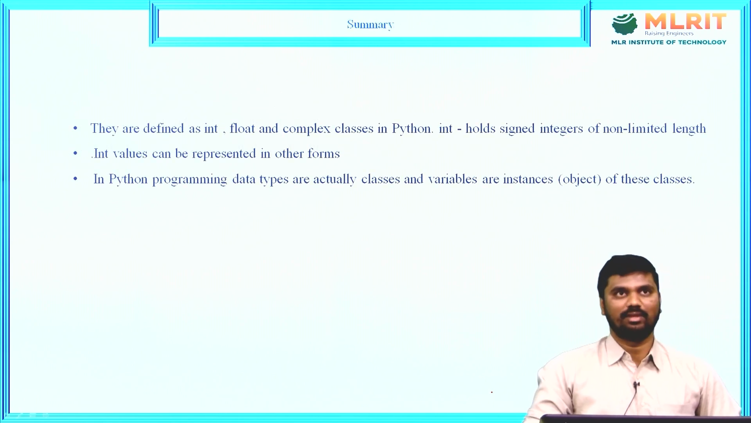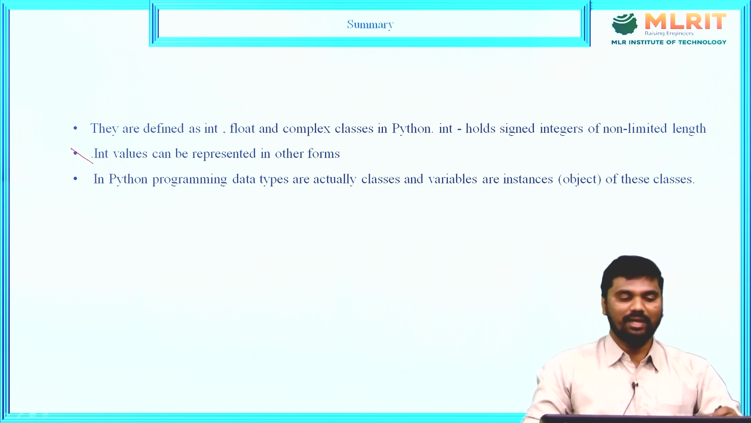Next, coming to the summary, in this slide we discussed built-in data types. In that, we discussed the number classification. In number classification we have int, float and complex. Of course these are all classes in Python, and in that we first discussed int. An int variable holds negative and positive values of unlimited length. Int values can be represented in other forms, that is decimal, binary, hexadecimal and octal form, as we discussed in the last slide.